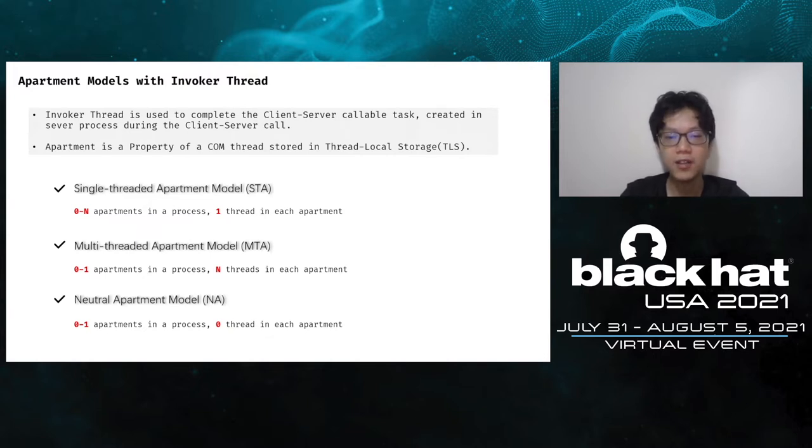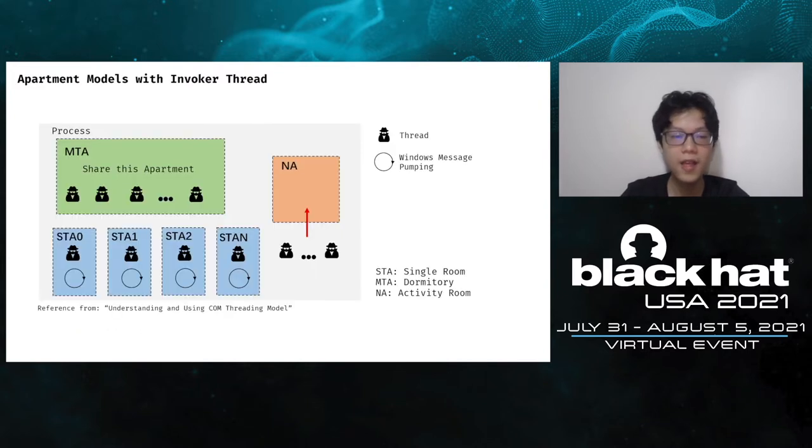Apartment models can be divided into three types. Single-thread apartment model, also called STA. Multiple-thread apartment model, also called MTA. Neutral apartment model, also called NA. In STA, there could be several apartments in a process and only one thread in each apartment. And in MTA, there could be zero or one apartment in a process, and if there exists an apartment, there could be several threads in it. And for NA, there could be zero or one apartment in a process, but there is no thread in the existing apartment. The image shows how threads work in different apartment models.